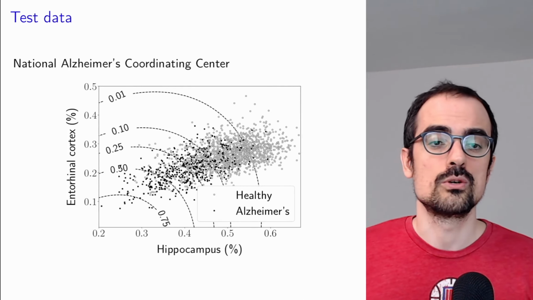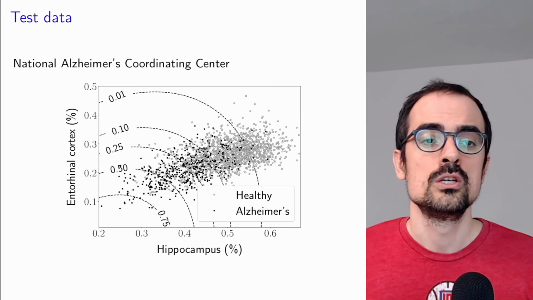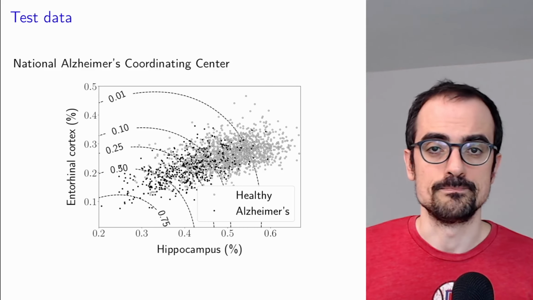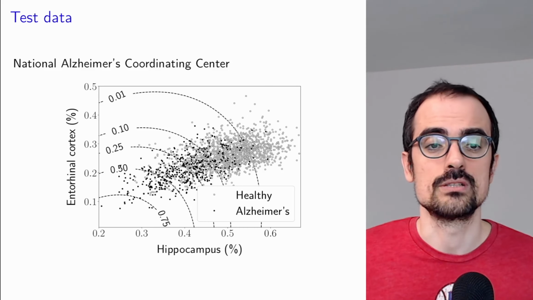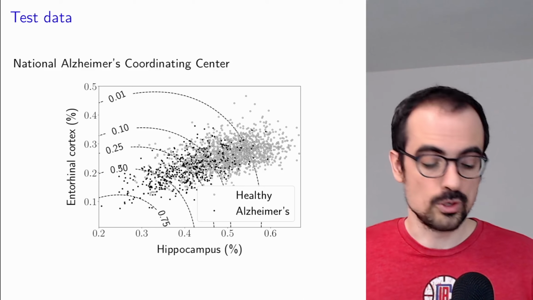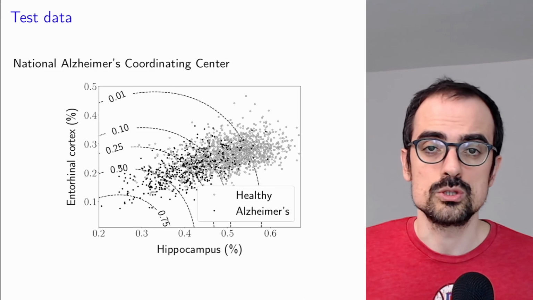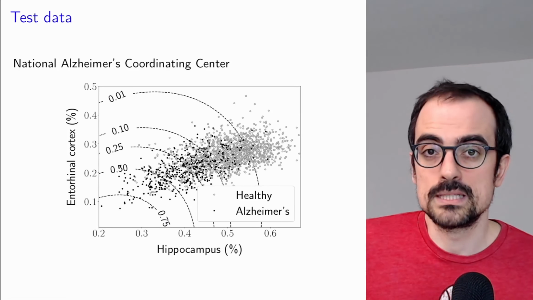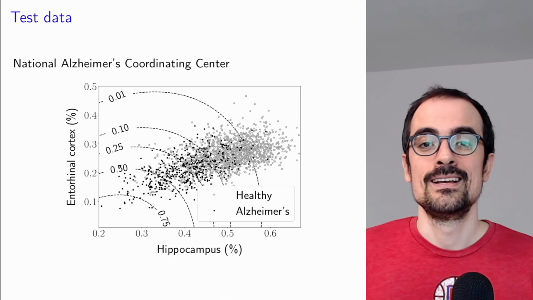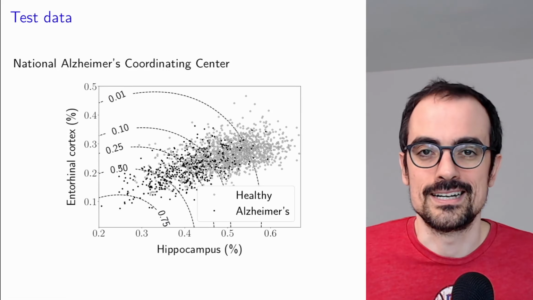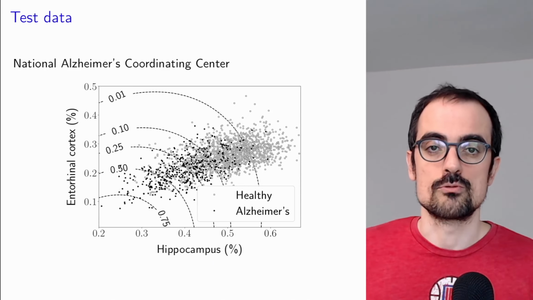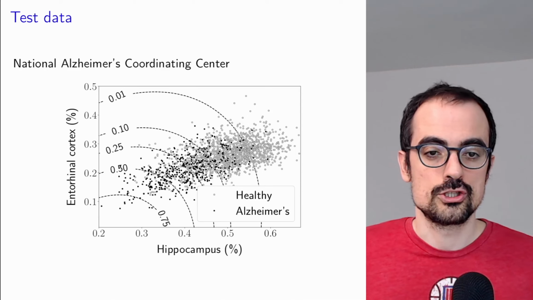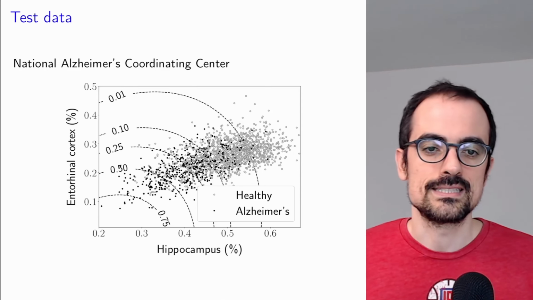So in order to do that, we apply our model to a different data set, which is from the National Alzheimer's Coordinating Center. And if you look at the data, the probabilities are going to remain the same, but the data is going to change. Actually, the distribution of the data is a little bit different. And this will often happen when you try to deploy classification models. You might have some differences in distribution, and it's very important to understand whether your models are robust to them or not. So let's evaluate our model on this test set.